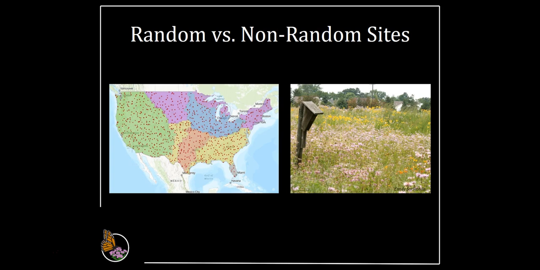We recommend monitoring a random site if at all possible, because this helps us more accurately describe the average habitat condition in an area. Your own personal non-random site can help us understand how conservation activities affect monarchs and their habitat if conservation activities are being applied on that property. And also consider adding a random site for comparison if possible.